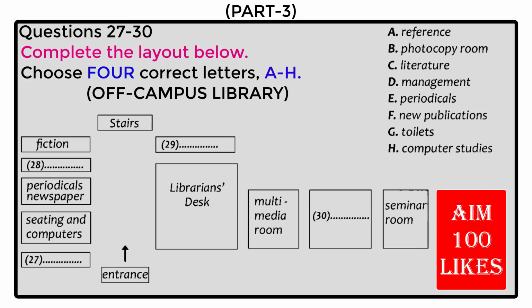Directly opposite is the section for new publications, new books the college has acquired. Some of them are actually written by our own teachers, interestingly enough. Then there's lots of seating and the computers. Behind that, we've got the periodicals, newspapers and magazines. And that's before the reference section. You know, with the books you can't take out. Dictionaries and encyclopedias? That sort of stuff. Now, I do know where the management section is. It's right at the end on the left, isn't it? Just before the stairs up to the lecture theater.